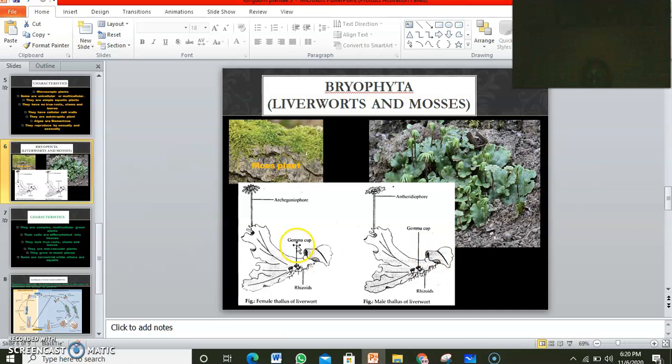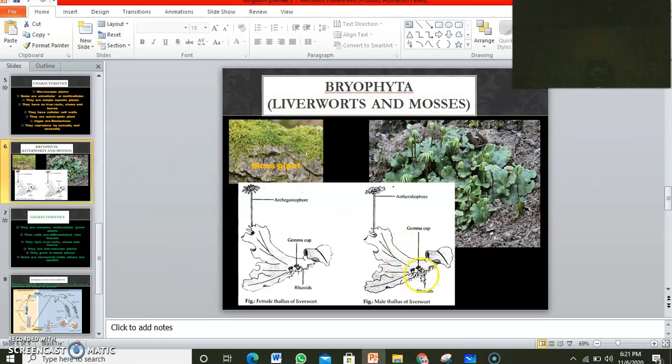This is the diagram of a liverwort. If you are asked to draw, you should know this diagram. Just draw something like this and then label it. Now, the archegoniophore is just like a stem that holds the reproductive organ. This one is also like a stem that holds the reproductive organ. This is the leaf itself.